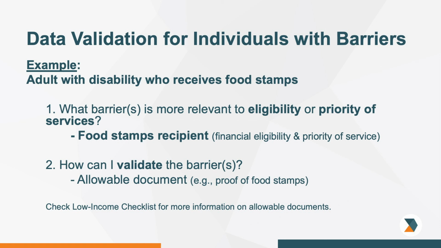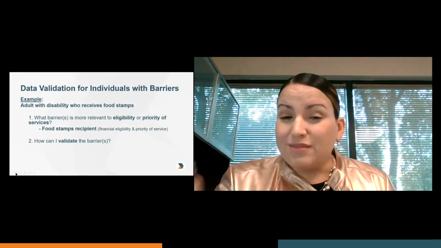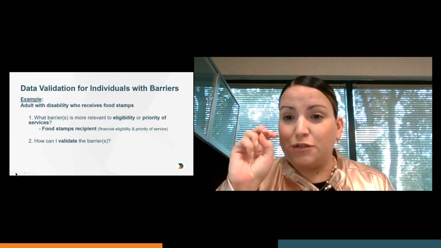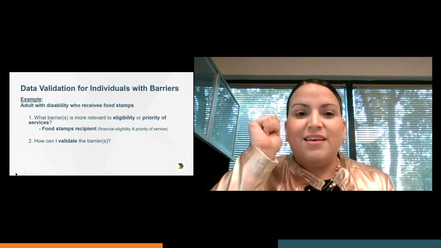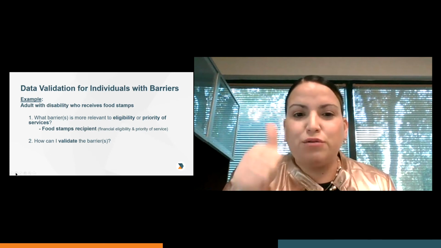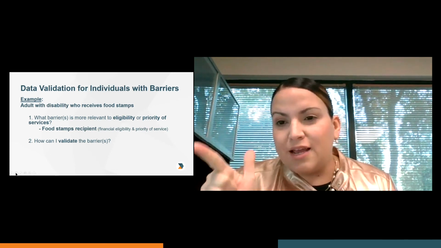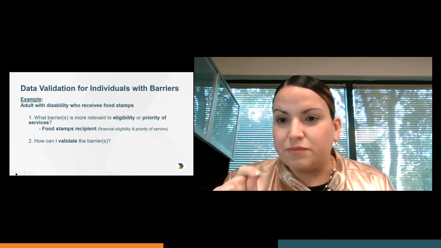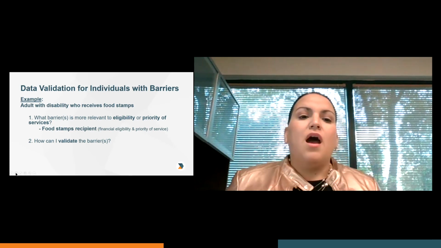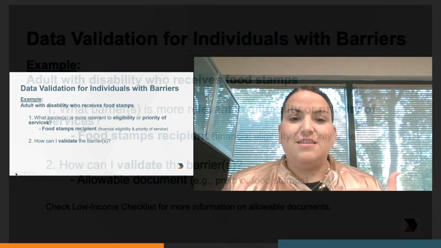Yes, this is kind of easy, right? Food stamps, because if you receive food stamps, you're automatically financially eligible. You're considered low income. And this barrier actually hits both indicators, right? It tells you that the individual is financially eligible, and it also places that individual in the priority of service category, right?